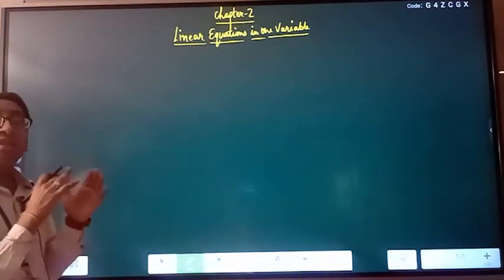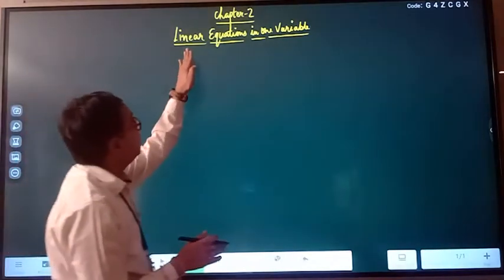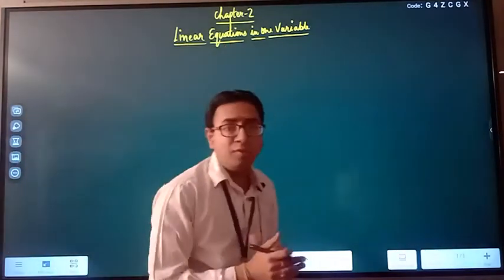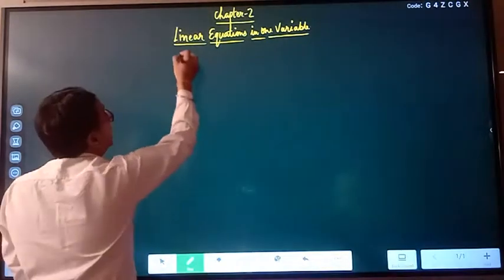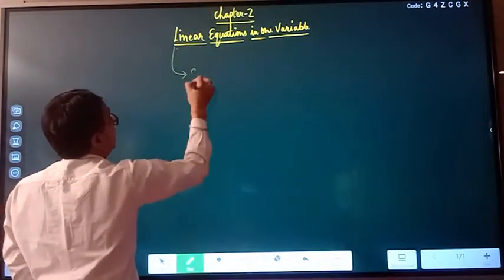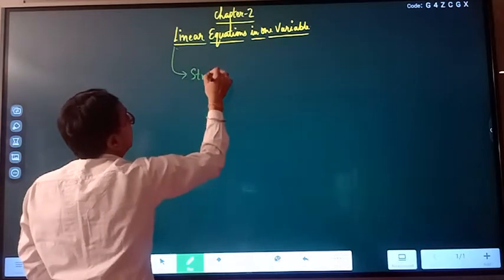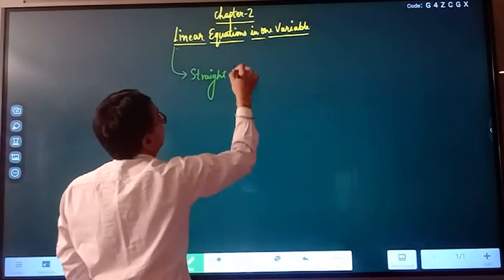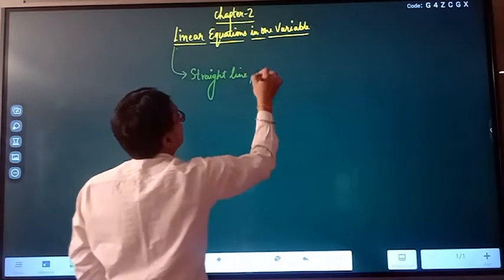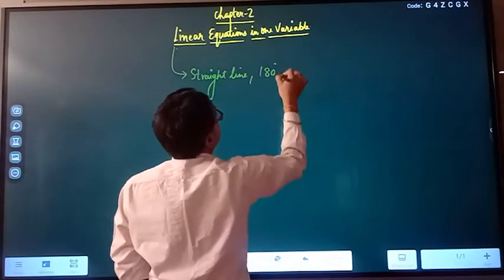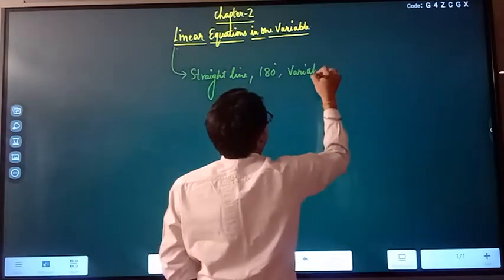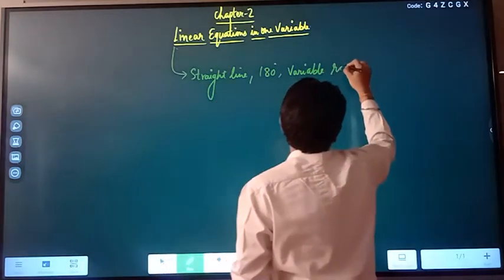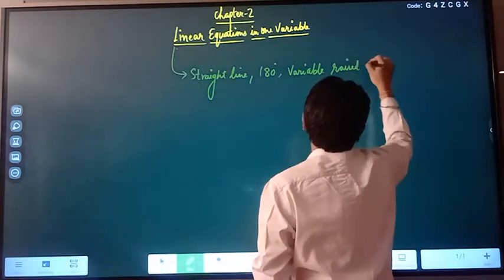First of all, let us understand the heading. What do you mean by linear equation in one variable? If we clearly see, what do you mean by linear? I told you linear means straight line. Linear means straight line, you know it very well. Means 180 degree. Means variable raised to power 1.